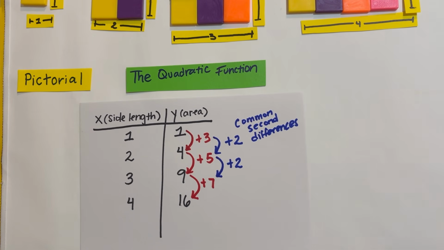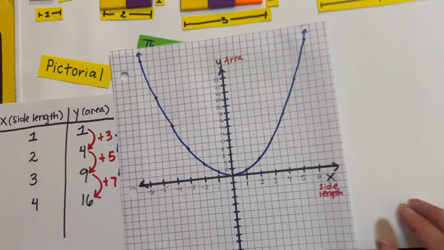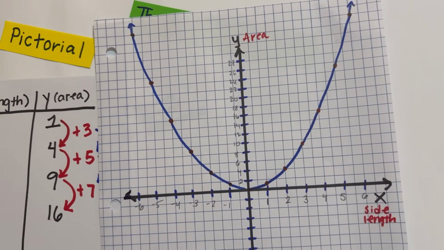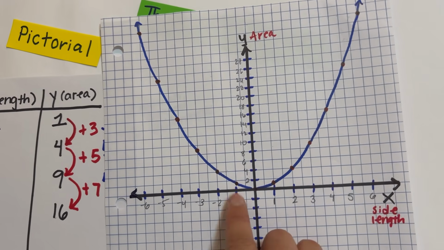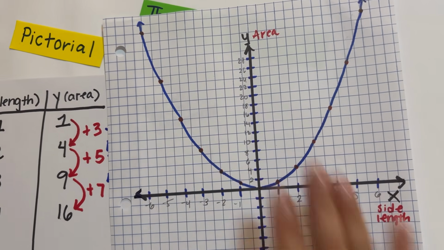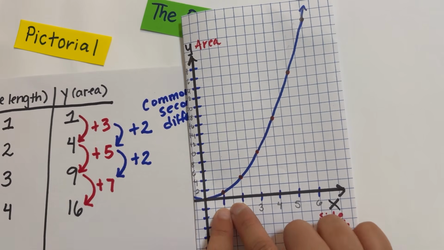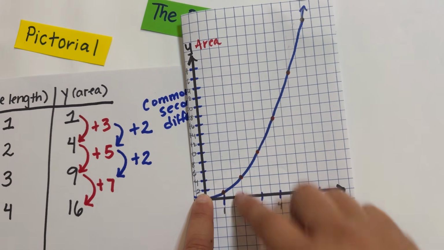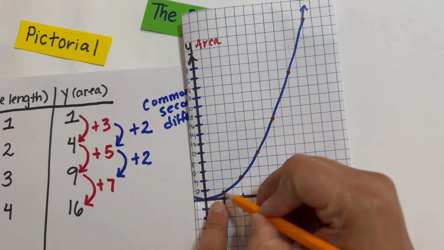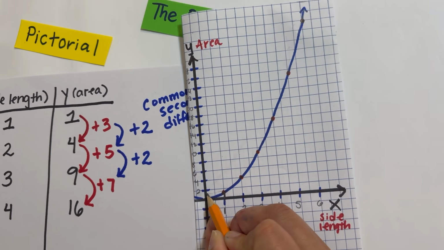Let's see how the quadratic function looks on a graph. We can use this table of values to plot points on the graph. The x-axis represents the side length. We're going to focus on the positive side since we cannot have negative side lengths. Let's look at the positive side first. When the side length was 1, the area was 1. The y-axis is the area. So we can match it up. When the side length is 1, the area is 1.